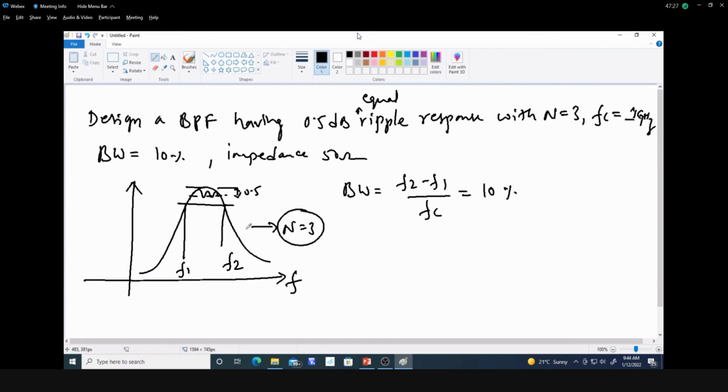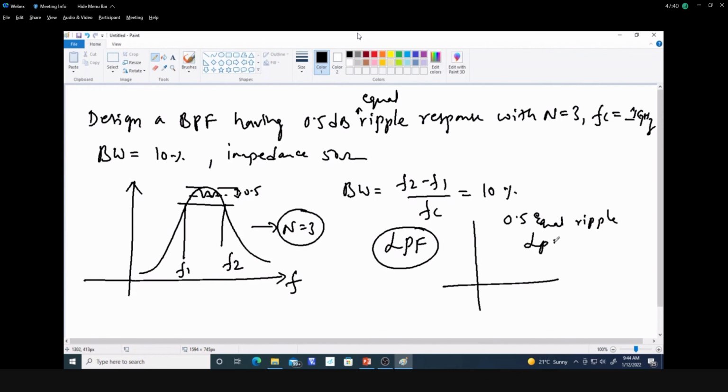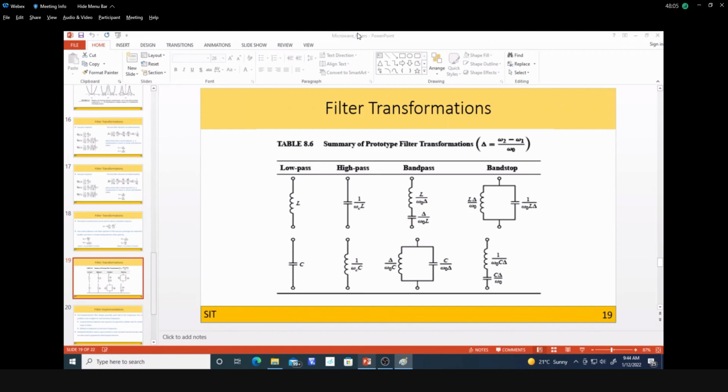So now first we need to find out the low pass prototypes. Okay, so first we need to find out 0.5 dB equal ripple low pass filter prototype elements. Okay, so first we need to find out the low pass filter prototype for n equal to 3. So then we need to convert that low pass prototype to a band pass, with the impedance scale. Okay. So now first we have to find out the n equal to 3 filter values.